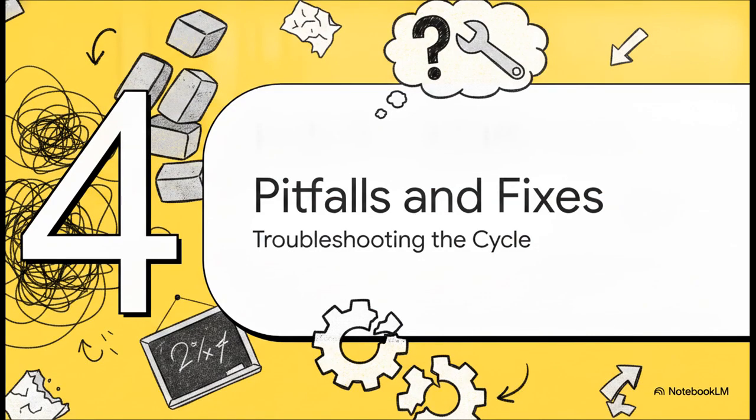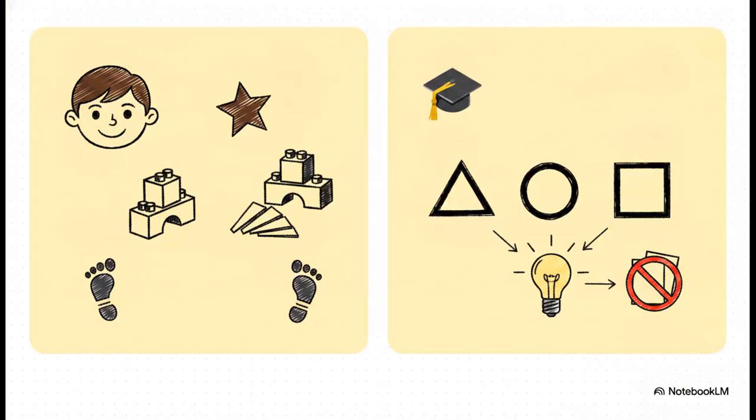Section 4. Pitfalls and fixes. Troubleshooting the cycle. Because, let's be real, classrooms are dynamic, messy places, and things don't always go perfectly on the first try. Age and developmental levels definitely matter here. In primary classrooms, younger students absolutely can co-construct criteria, but it has to be concrete. We're talking physical sorting of models, visual picture cues, and brief check-ins like one-star, one-step feedback.